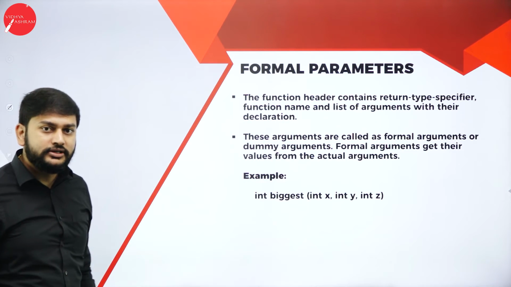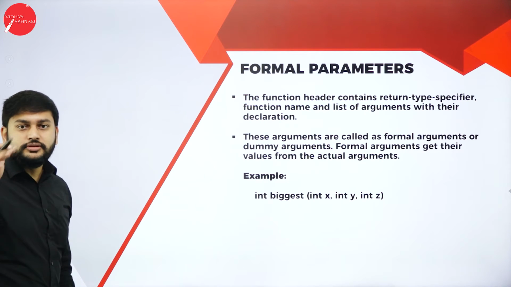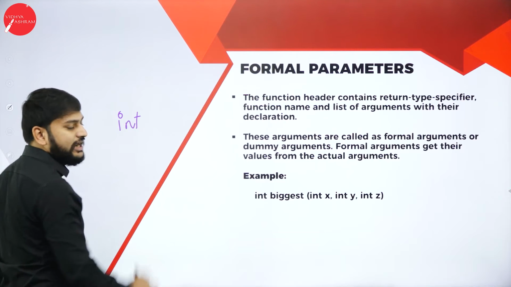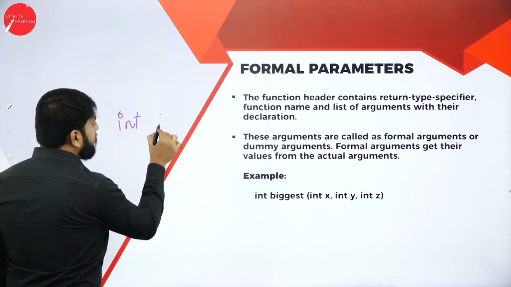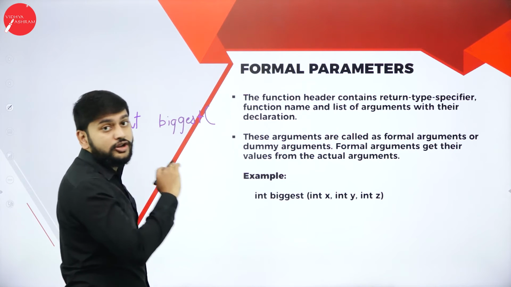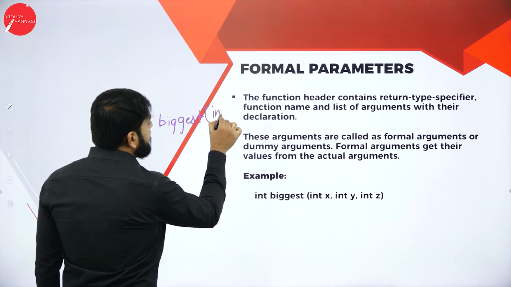Formal parameters. If I have to write a function, tell me the prototype. First I have to write the return type. Let me just write it as int. Then after that, the function name. Let's take biggest. What is the function name? biggest. After that, what do I write? The argument list. So let me just write int a.